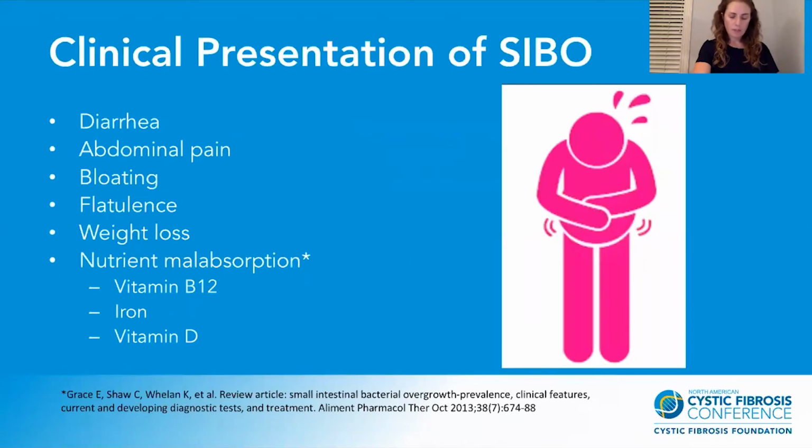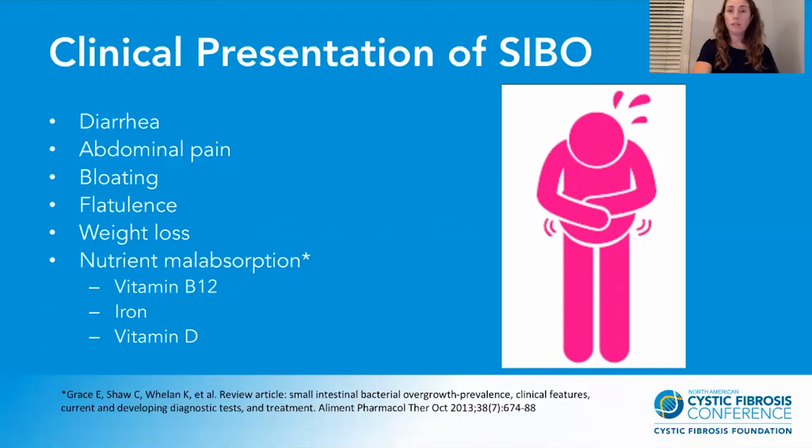The clinical presentation of SIBO is nonspecific. Individuals can present with a variety of symptoms like diarrhea, abdominal pain, bloating, flatulence, weight loss, and nutrient malabsorption, especially vitamin B12, iron, and vitamin D. Please keep in mind that these same symptoms can be found in a variety of other conditions like infections, celiac disease, inflammatory bowel disease, and laxative abuse. So please make sure to consider these other possibilities in your differential diagnosis as well.